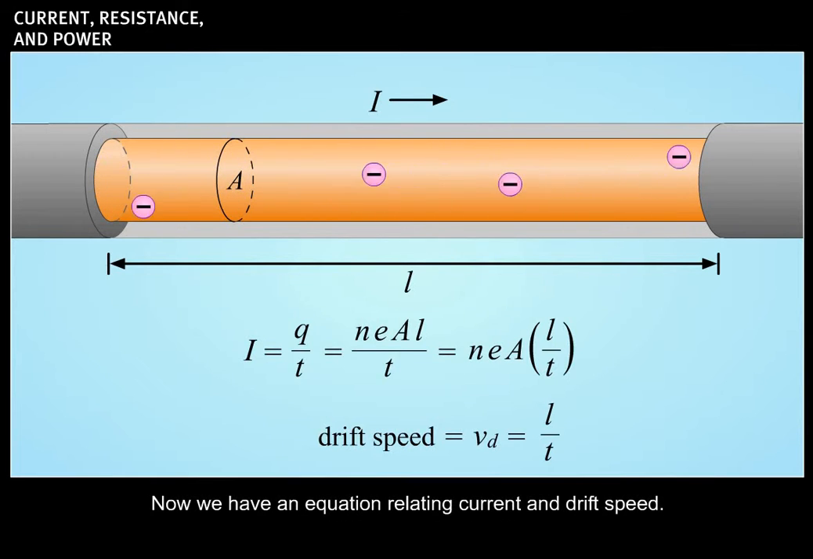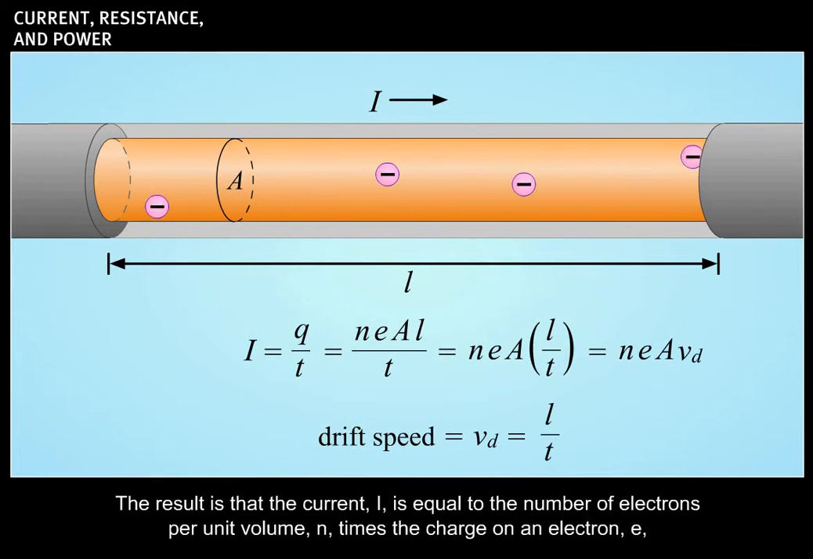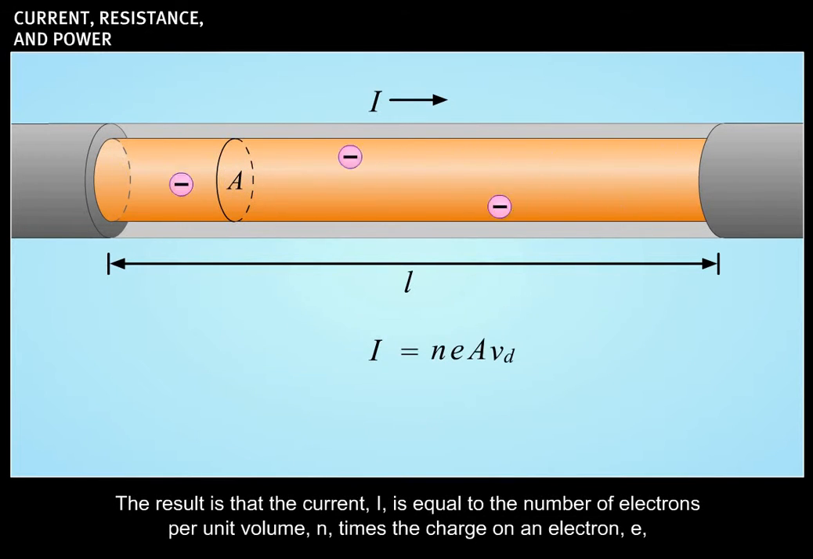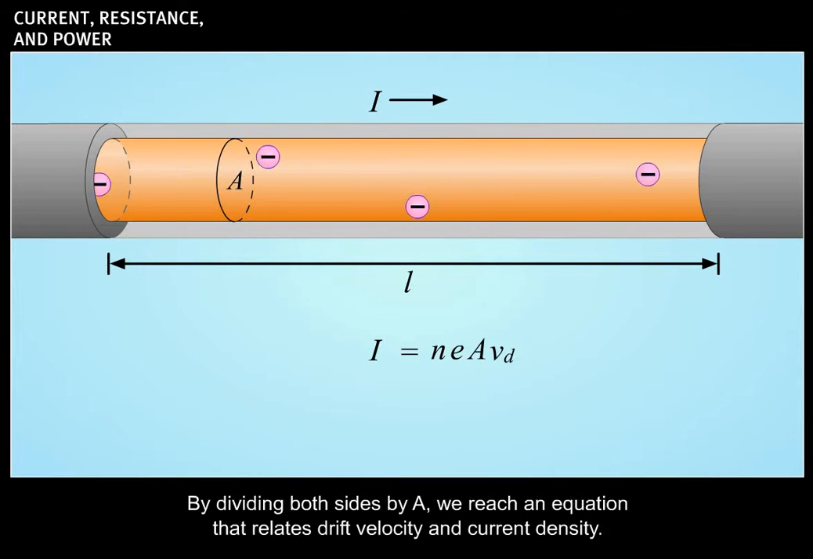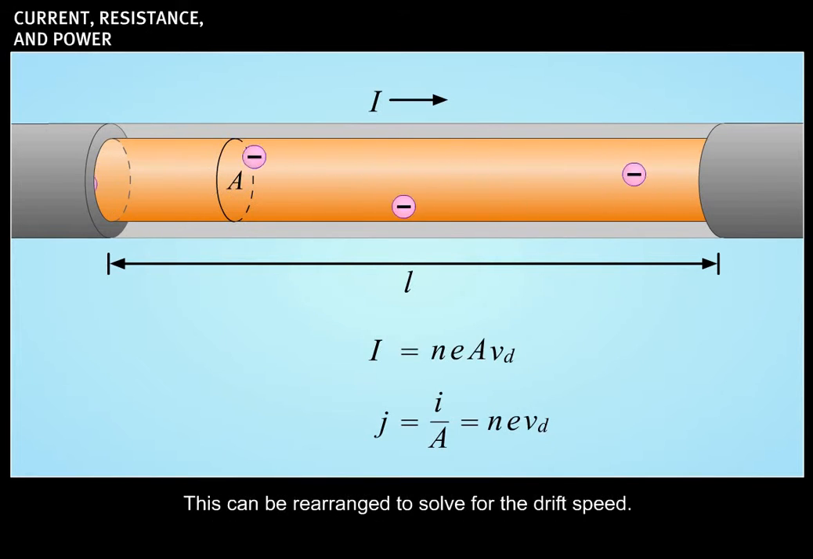Now we have an equation relating current and drift speed. The result is that the current I is equal to the number of electrons per unit volume N times the charge on an electron e times the cross-sectional area of the wire A times the drift speed v sub d. By dividing both sides by A, we reach an equation that relates drift velocity and current density. This can be rearranged to solve for the drift speed.